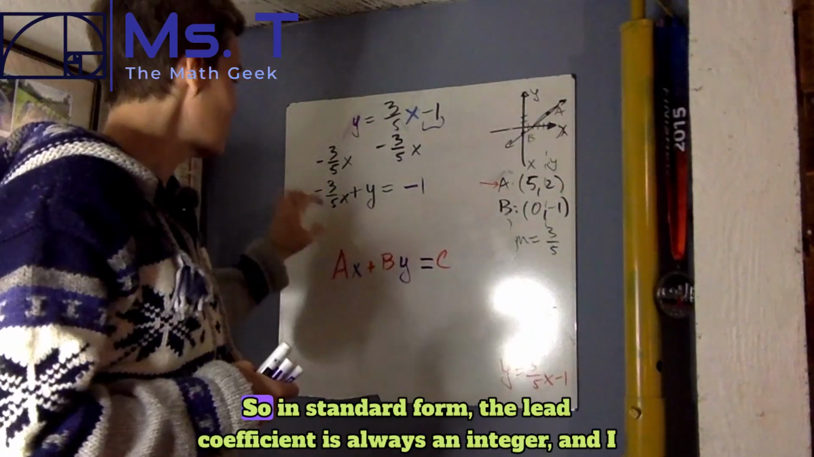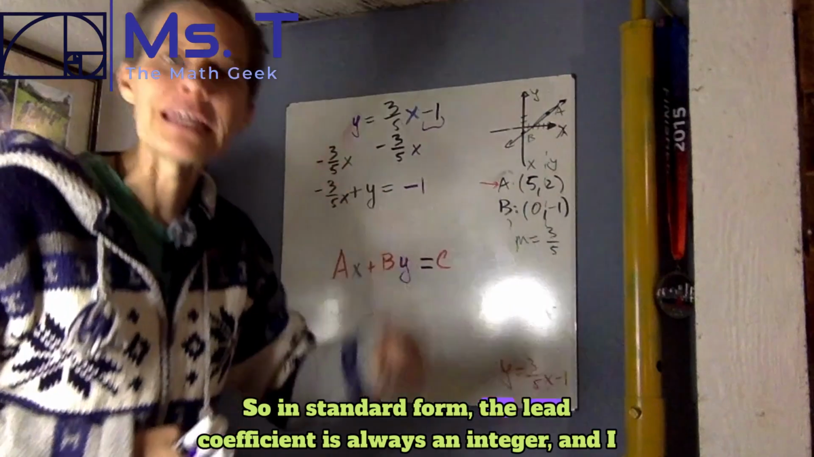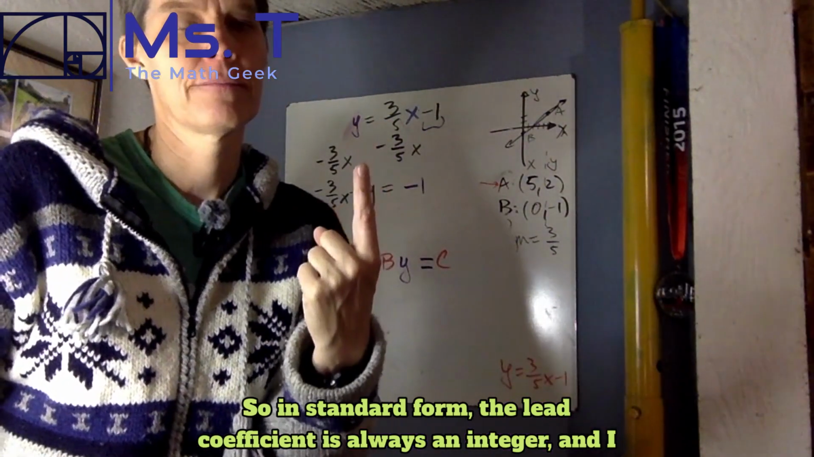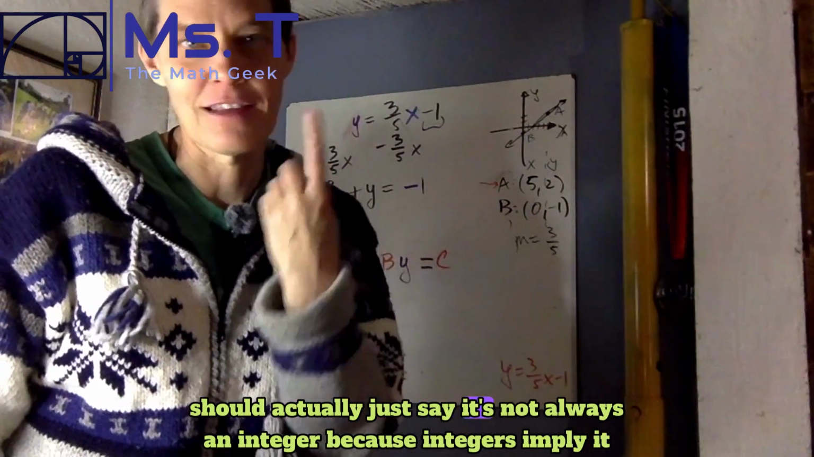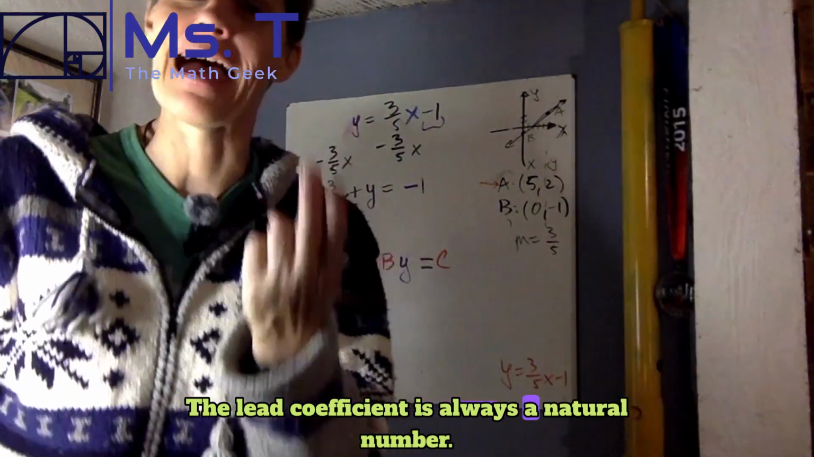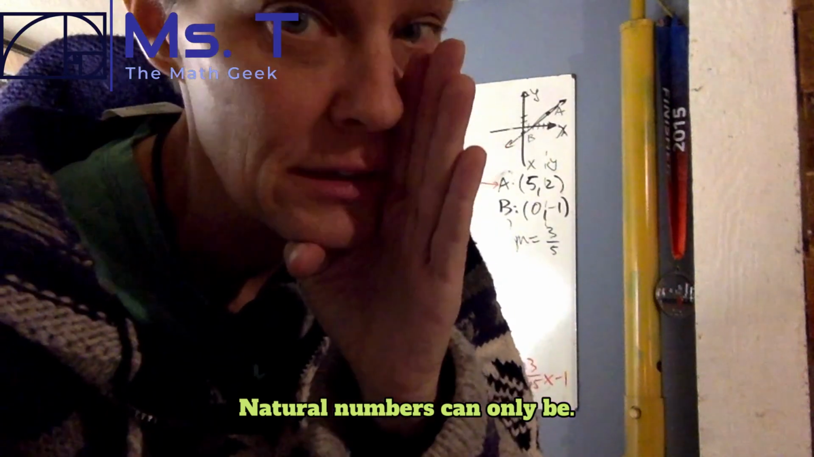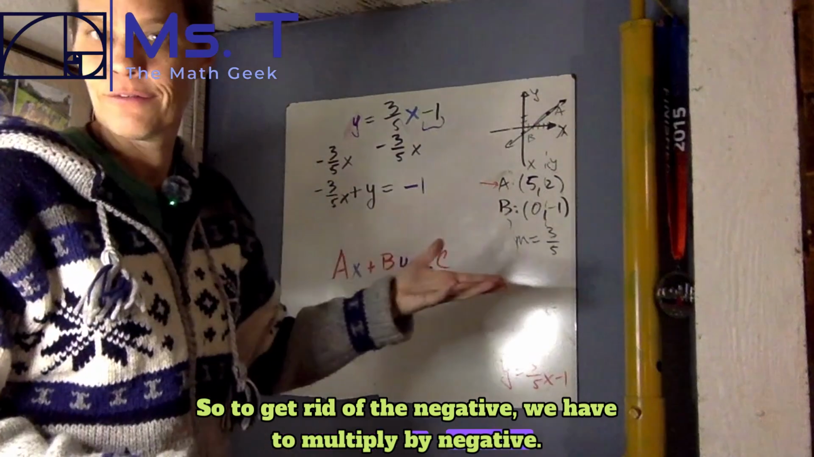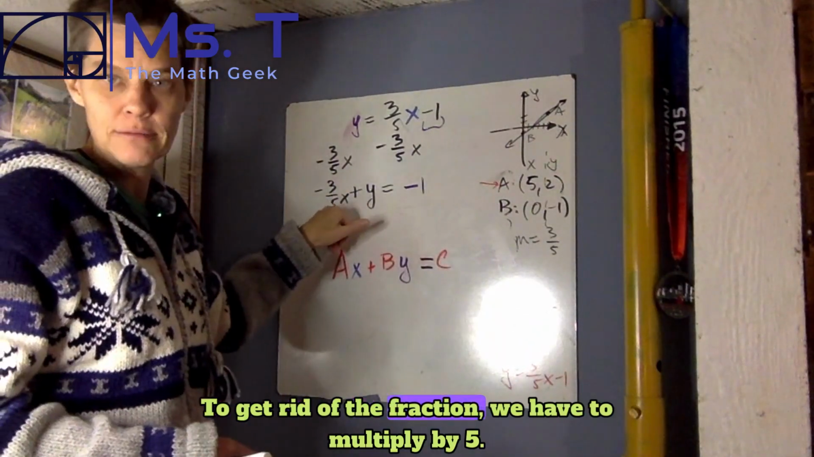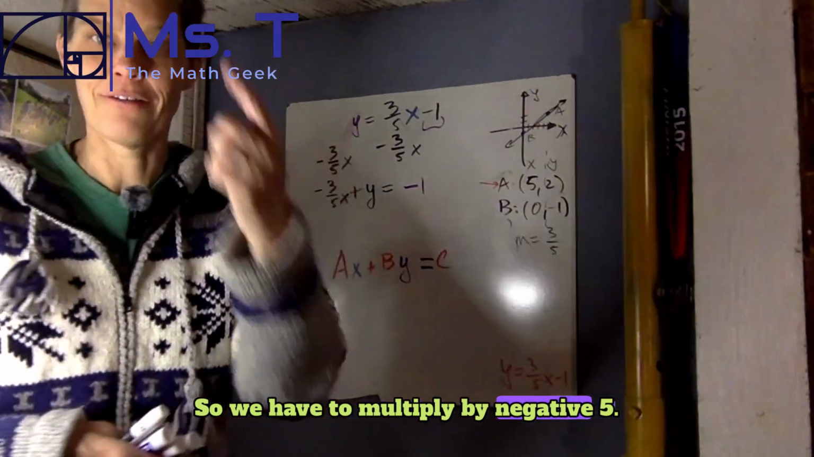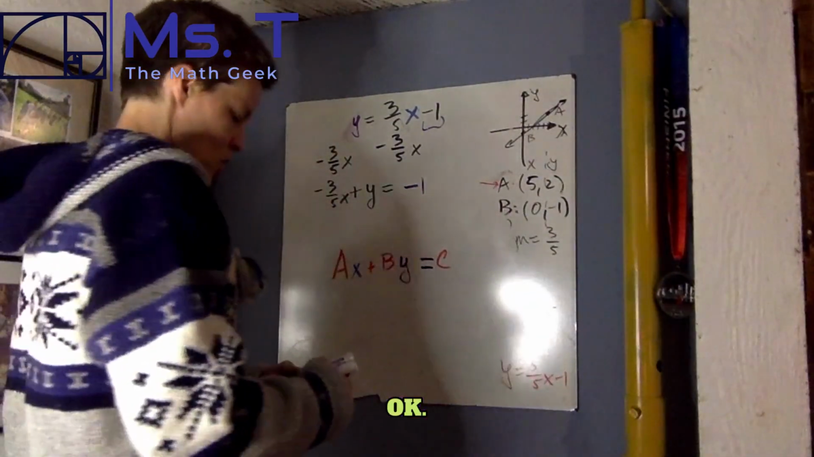Okay? So in standard form, the lead coefficient is always an integer. And I should actually just say it's not always an integer, because integers imply it could be negative. The lead coefficient is always a natural number. If you forgot, natural numbers can only be positive. So, to get rid of the negative, we have to multiply by negative. To get rid of the fraction, we have to multiply by 5. So we have to multiply by -5. Good job, Sherlock.